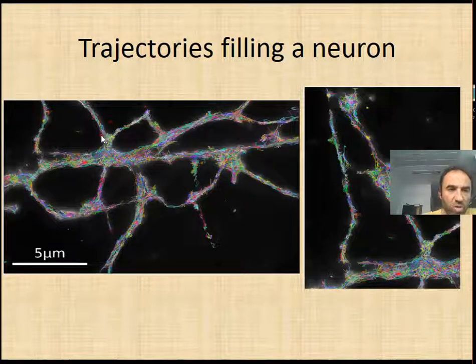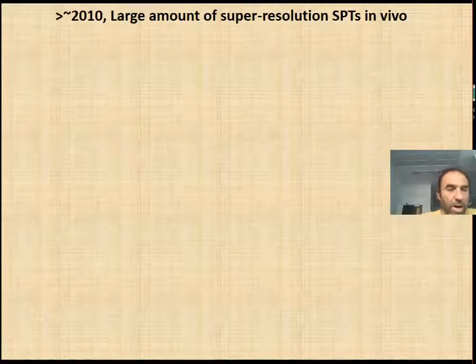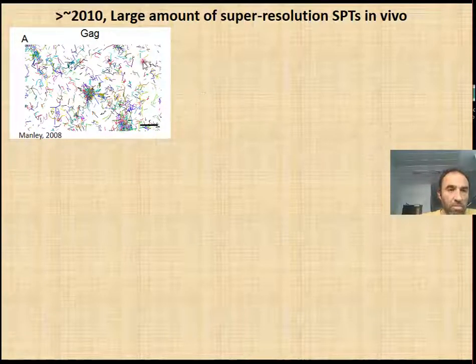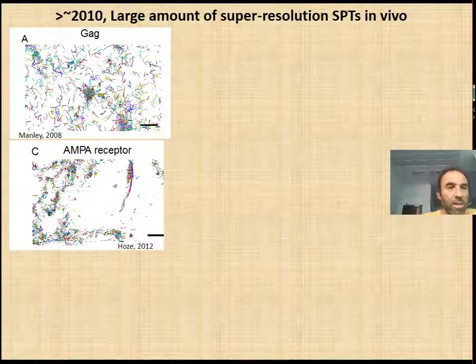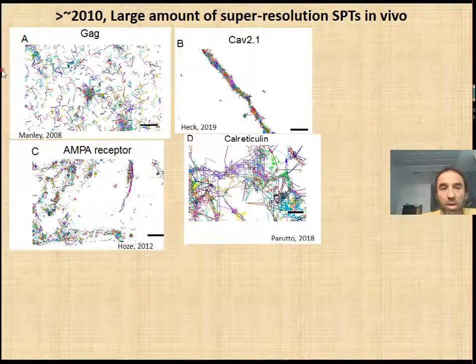This is an example of a calcium voltage channel that fills the neuron, and you can see the trajectory passes through many points. Each color corresponds to a trajectory. Over the past 10 years, these methods have been generalized and have found many applications, such as this example of trajectories recorded on the HIV viral protein Gag, on AMPA receptors moving on the surface of neuronal cells, calcium voltage channels moving on the surface of axons, or calreticulin moving inside the ER lumen.